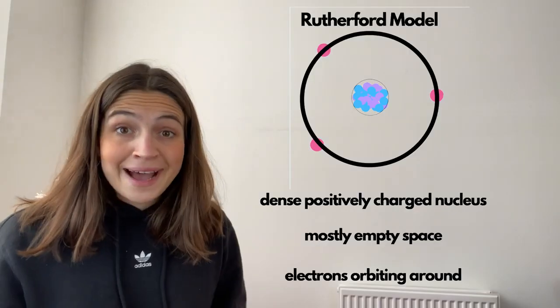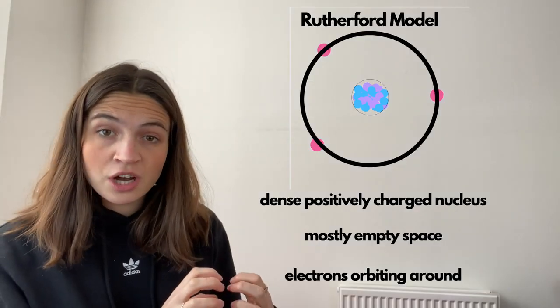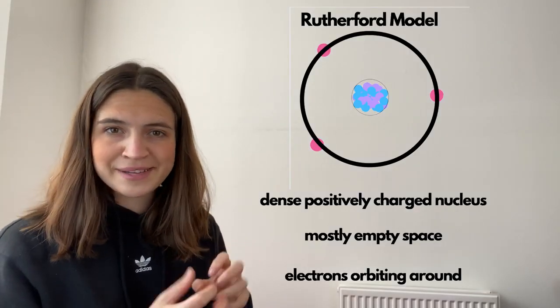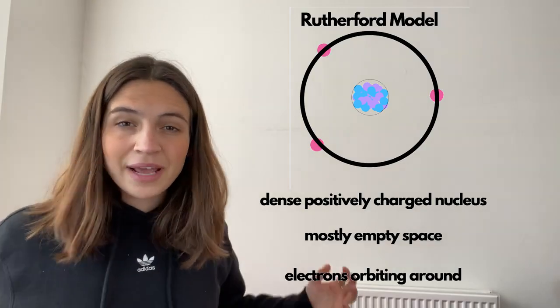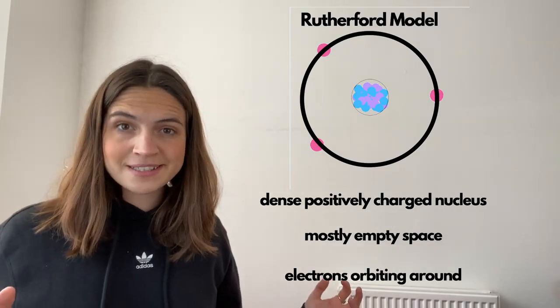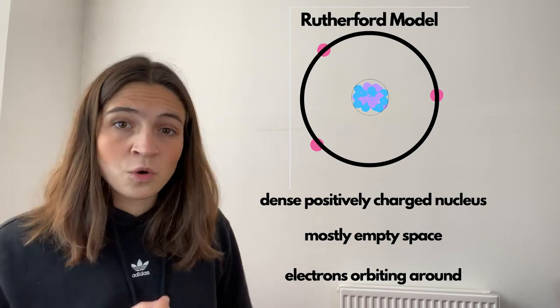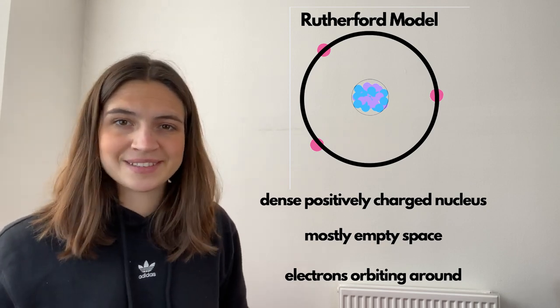Okay, now let's have a look at the model that came from these results. We have a small, positively charged, dense core of our atom called the nucleus. Then we have loads of empty space, and then we have our electrons orbiting around this nucleus. Right, now we need to connect the two.